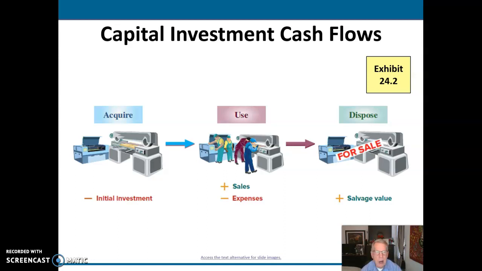And I should say up front, when we're doing these analyses, we are using cash. Please don't get confused by that. We always use cash in and cash out to make our investment decisions.